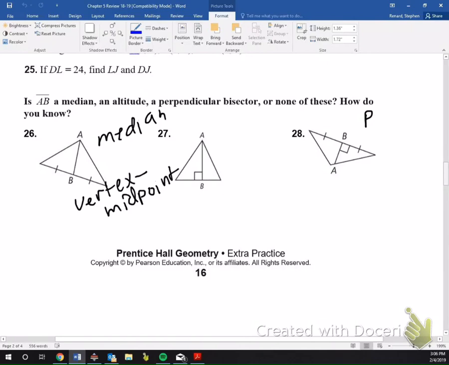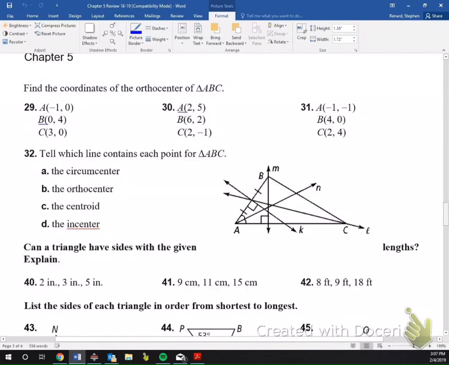Okay, number 28, AB goes through the midpoint B. How do we know it's a midpoint? We've got those little nifty marks right there. And it goes through at 90 degrees. So it's a perpendicular bisector. It's through the midpoint at 90 degrees. Okay, moving on. Yeah, this is longer than we thought, huh?